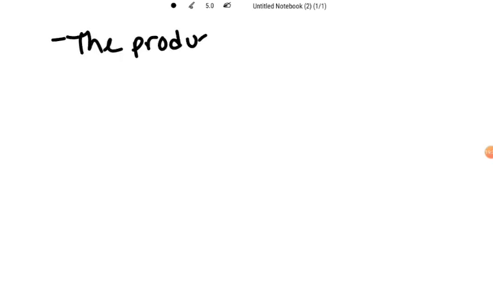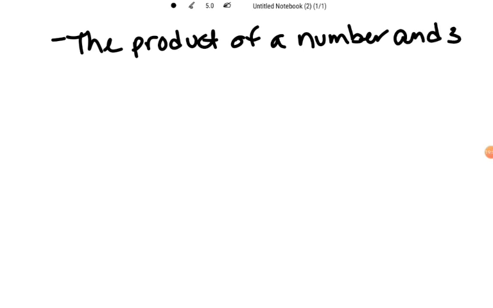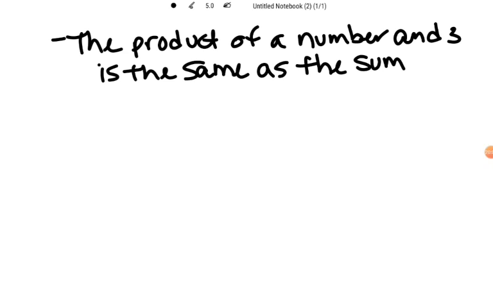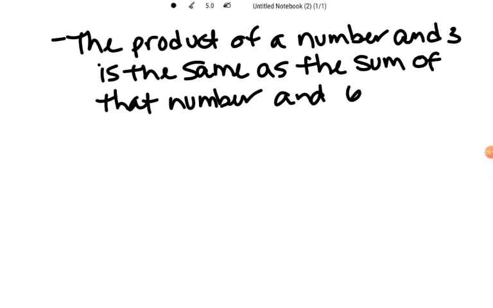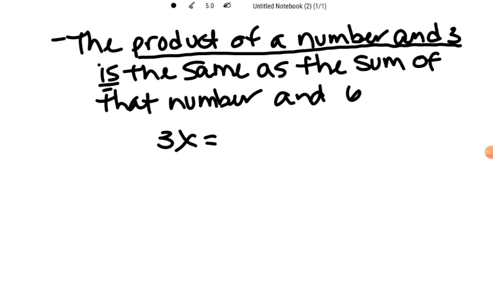The product of a number and 3 is the same as the sum of that number and 6. Where do we start? So let's say the product of a number and 3, 3x, is your equal sign. The sum of that number and 6. So that is just x plus 6.